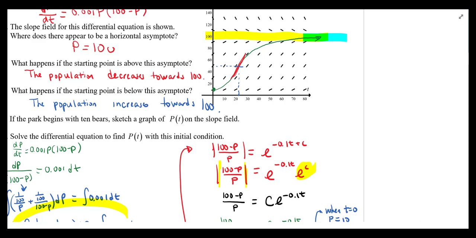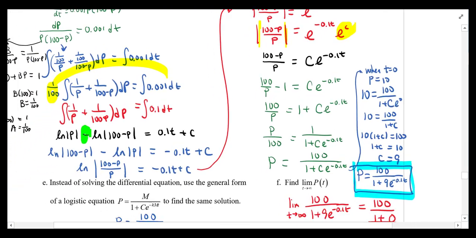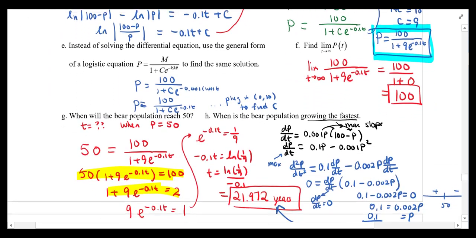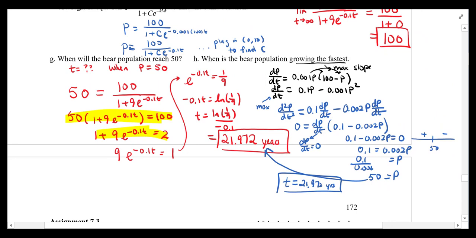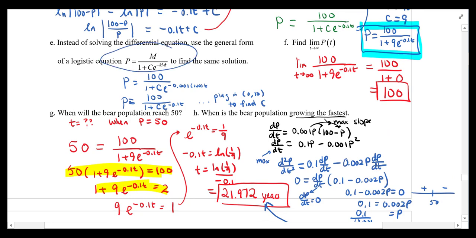I showed you, and I hope you do too, because that is the end of 7.3. Don't be afraid, all right? It does use partial fractions, but you can always just plug it into the differential or the logistic equation if you want to. Just make sure you plug in the right things, and you are good to go. All right, that's it for 7.3.